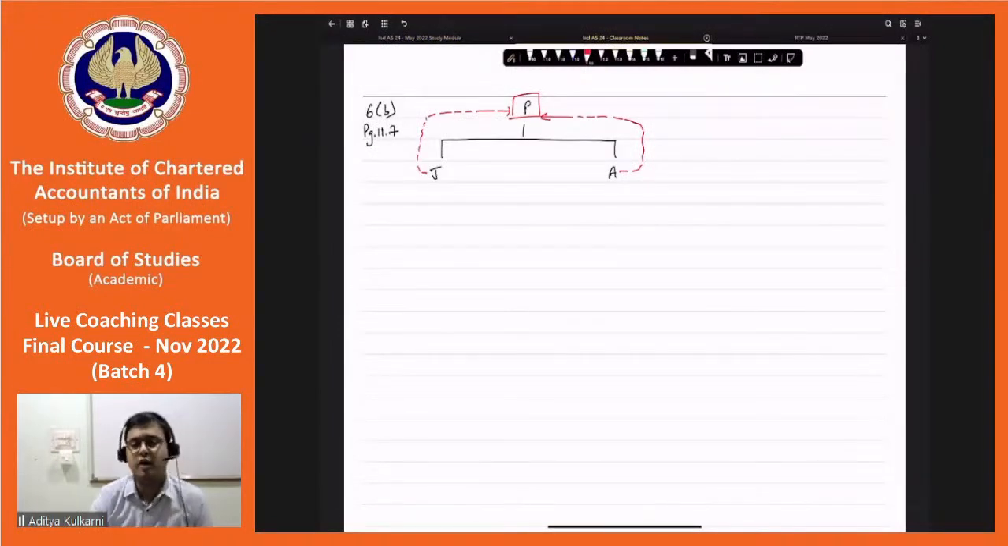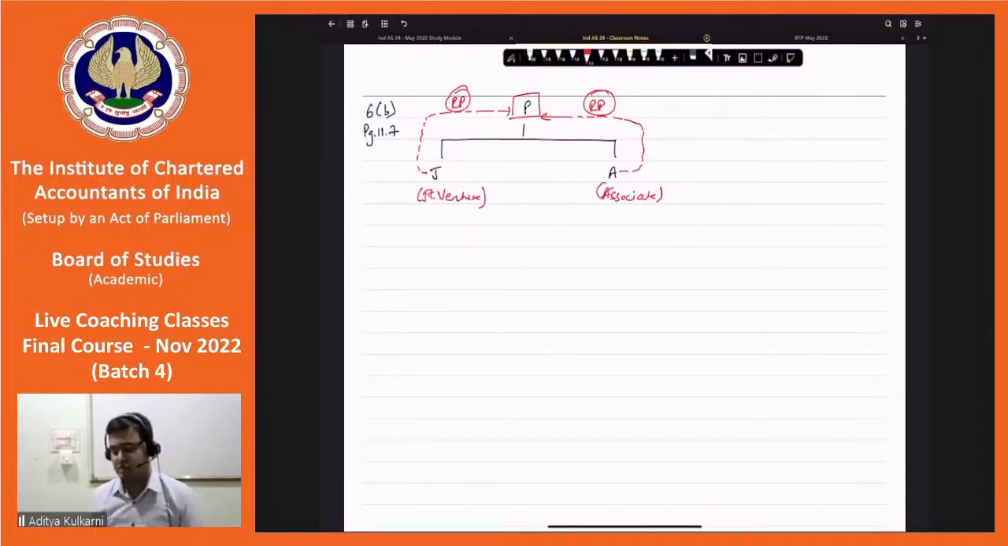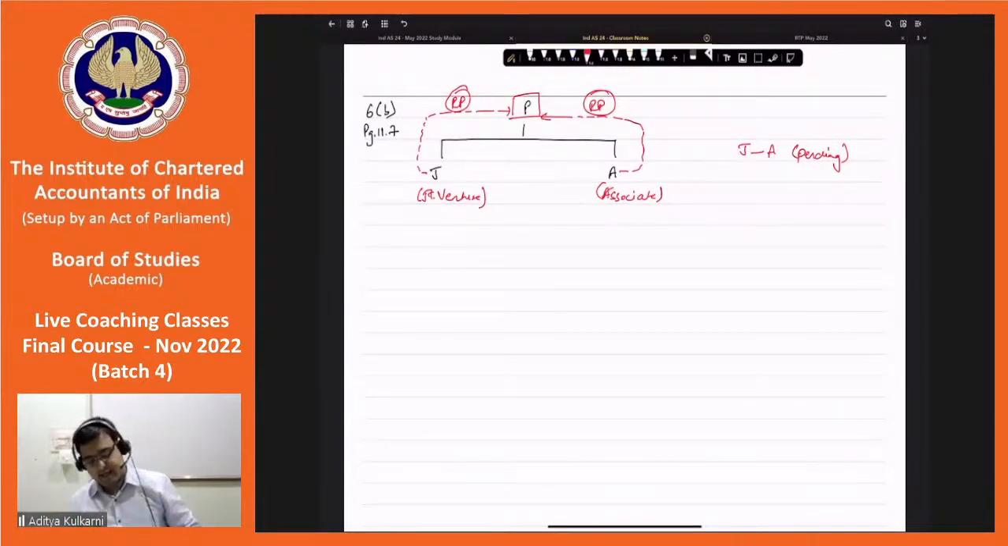One entity is an associate or a joint venture of the other entity. So J is a joint venture of P. A is an associate of P. So are they related parties? Yes. This is an associate. This is a joint venture. J, A. Are they related to each other? We will keep that as pending.